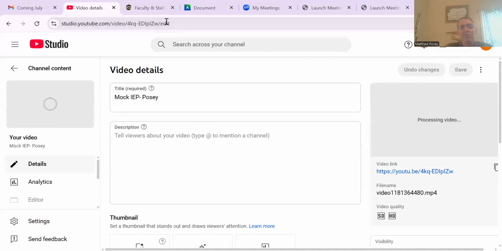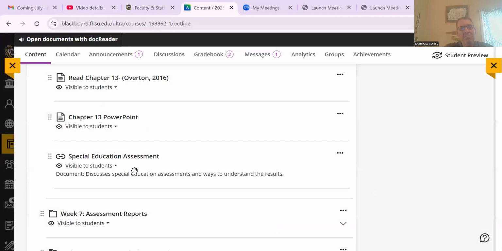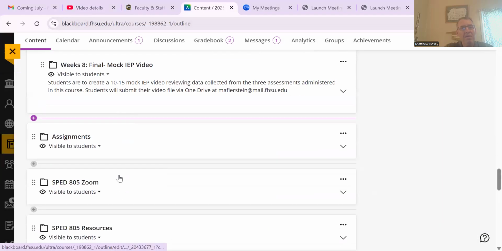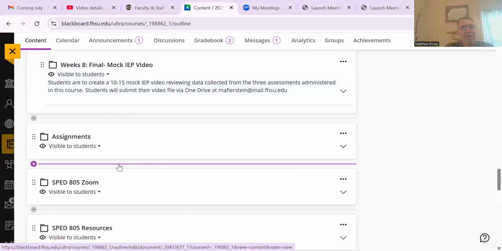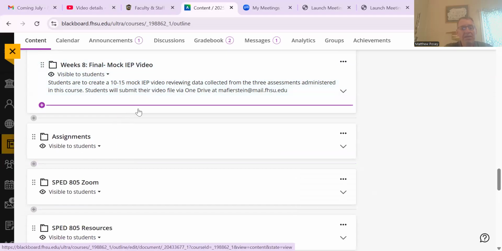Then I'm going to go back to Blackboard, where it says Submit Mock IEP. For my final, I would pull it up, paste my link in there, and simply submit it. So just make sure you check the box that says it's made for kids. The second box you'll check is that it is public. And then just continue to hit your next button until you get to the final screen.